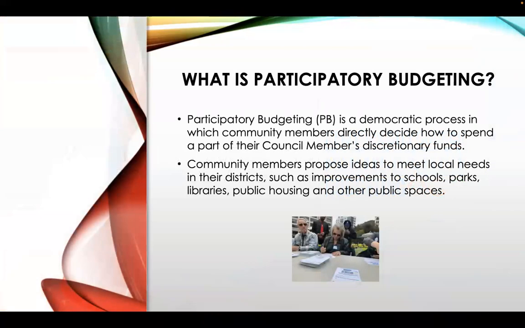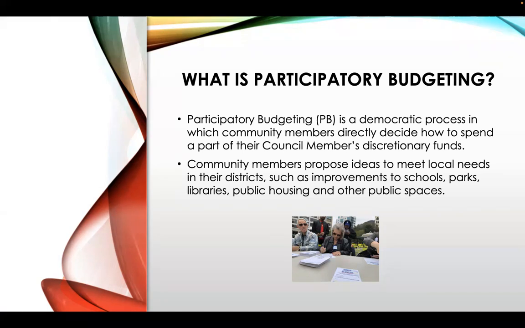To the first page. So first of all, for the folks who have not really looked into participatory budgeting before, what is PB? It is a democratic process in which the community members directly decide how to spend a part of the council members' discretionary funding. And in this case, it will be $1 million for the community to decide how to spend in our community.